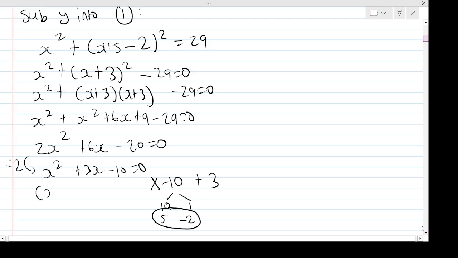So those are my factors: (x + 5)(x − 2) = 0. Therefore, x is −5 or x = 2. Those are my two solutions then.